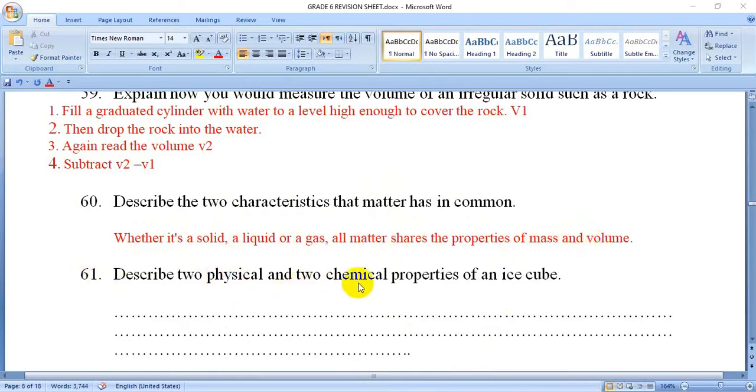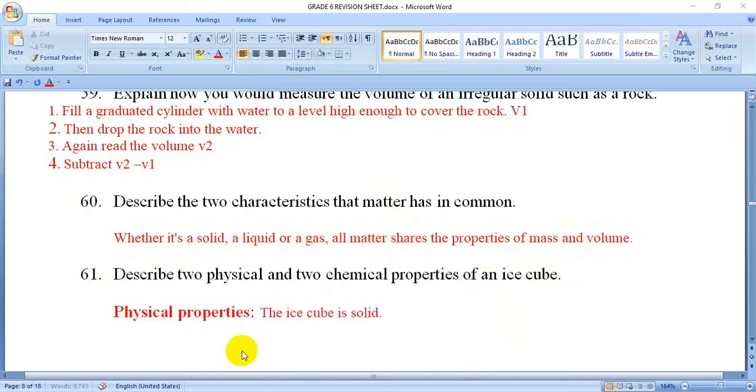Question 61. Describe 2 physical and 2 chemical properties of an ice cube. Physical properties. First one, the ice is solid. Also, ice is less dense than water because it floats in water.